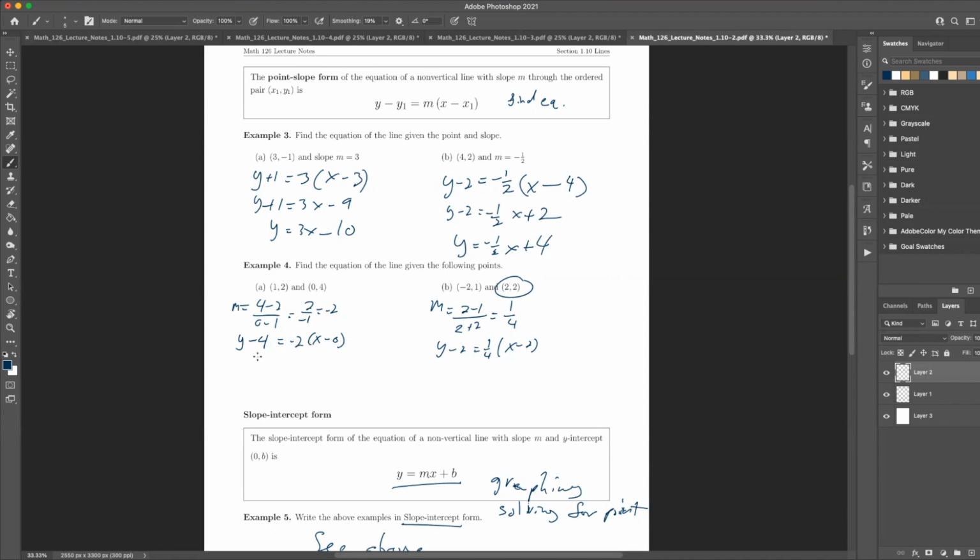Here, if I distribute the negative 2, it really doesn't matter, so I'll just go ahead. This is minus 2x, and move over the 4, because there's a 0 here. This one we'll do in two steps: y minus 2 equals 1/4 x minus 1/2. And so y equals 1/4 x plus, so negative half plus 2, so what I'd really move over would be 4/2 minus 1/2. So 4 minus the 1 is 3/2.